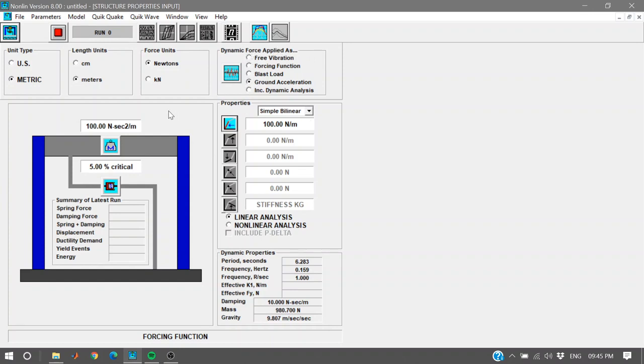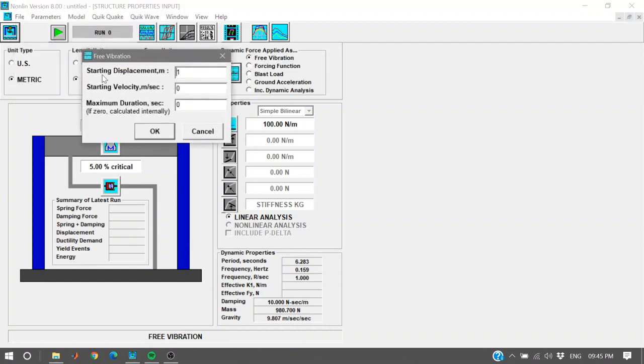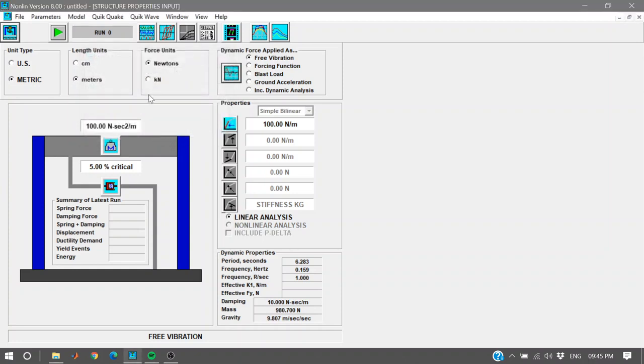We can analyze this system for free vibration. Let us say I select free vibration and I click the set parameter option. It is asking me for starting displacement and starting velocity, that is u0 and v0 values. If I put some values here, maximum duration, that means for how much time I want my analysis to be performed, I can put it here. Okay. So this system is ready for analysis.